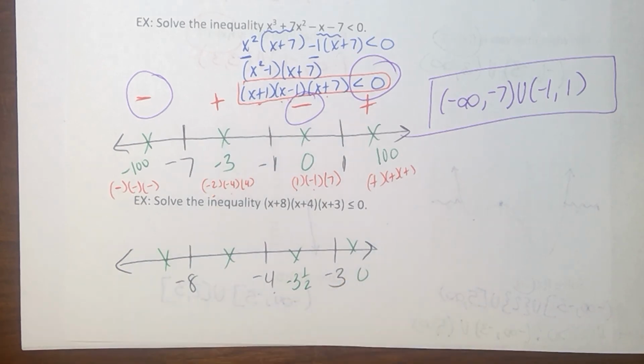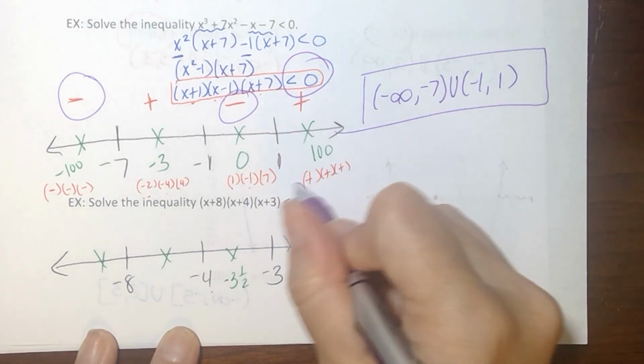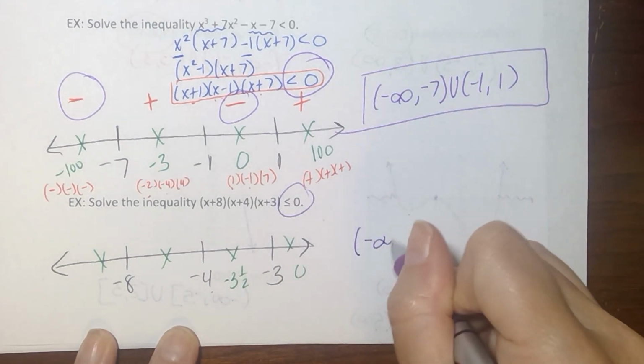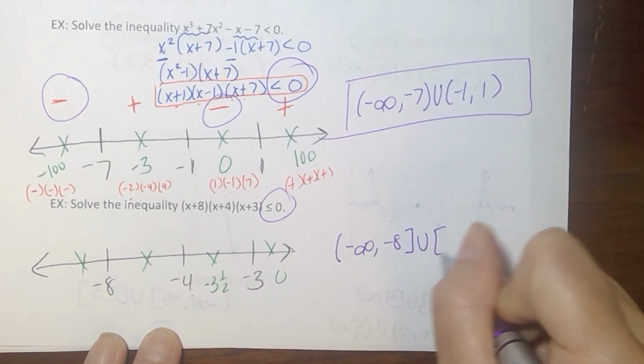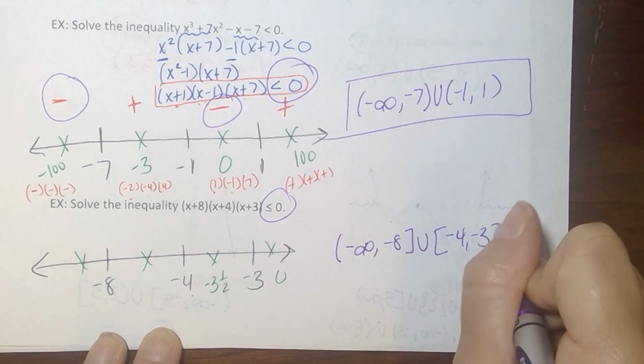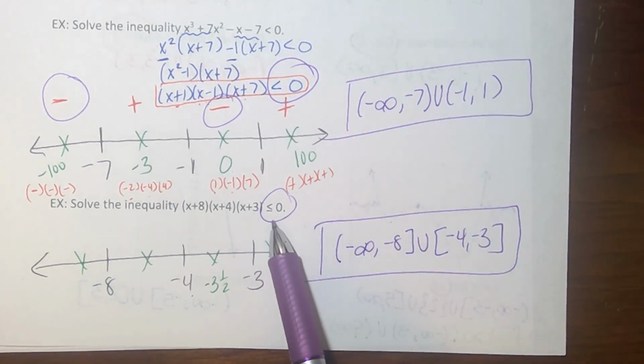When you get done, when you have solved this, and I want you to work through it on your own, your result should be negative infinity to negative 8 inclusive, or negative 4 to negative 3 inclusive. Why are these inclusive? Well, because for this inequality we have or equal to.